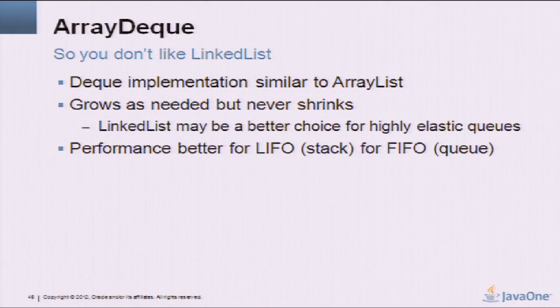We're going to move on to queues. The simplest one would be array Deque. It is reasonably space efficient, but it's not highly elastic. So if I have cases where the size of the queue grows and shrinks radically, array Deque is not going to be the best choice.